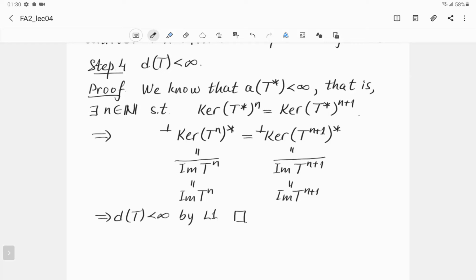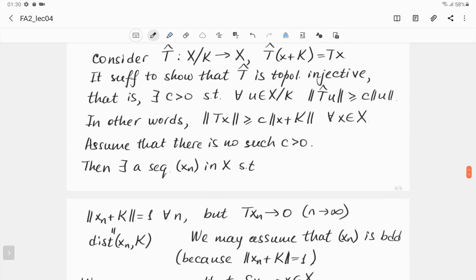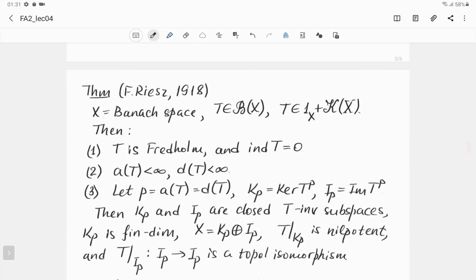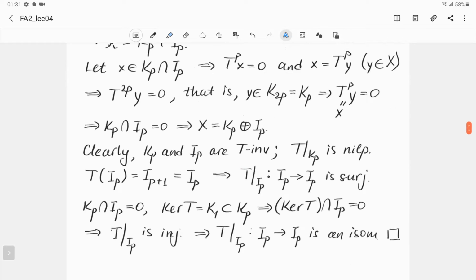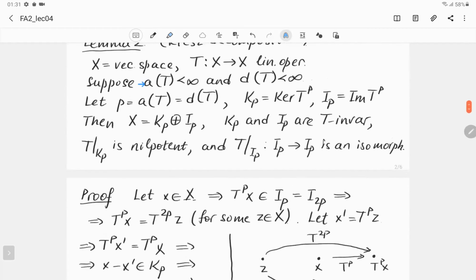Now to complete the proof, we have to prove there is a decomposition for T. So let's recall the statement. We also have to show that the index of T is 0. So we have to prove part 3, and we have to prove that the index of T is 0. Part 3 is almost immediate from lemma 2, from the algebraic Riesz decomposition, which holds for each operator with finite ascent and finite descent.